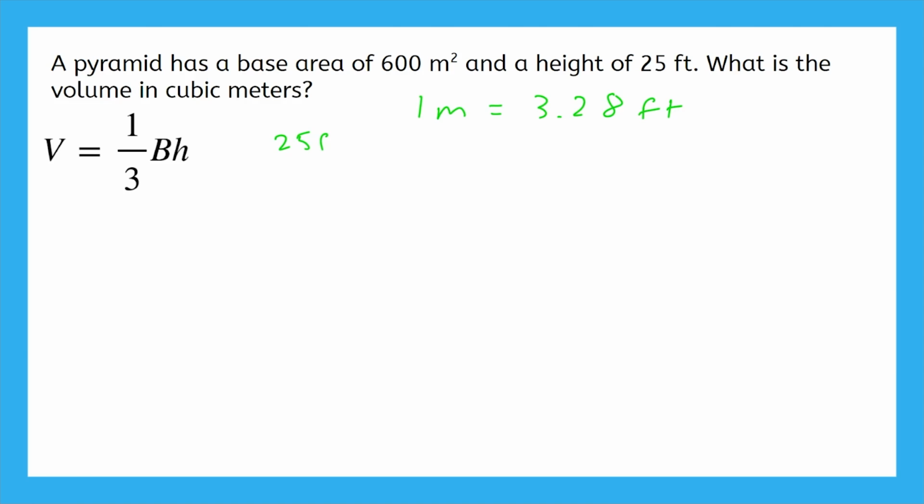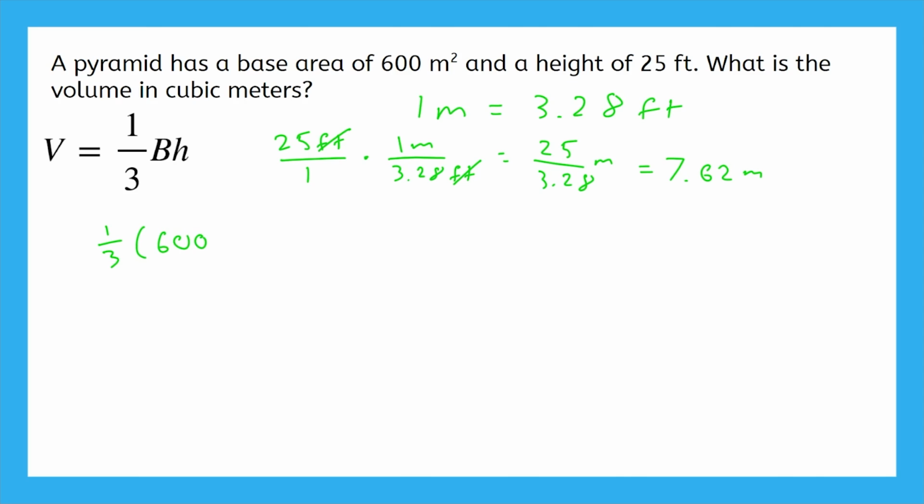So if we set up the original measurement, then use dimensional analysis with the conversion rate, we get 25 meters divided by 3.28, which is 7.62 meters. Now that we've converted our height into a compatible unit, we can finish our calculations. 1/3 times 600 times 7.62 is 1,524. And if we check our units, meters squared times meters gives us meters cubed for our answer. So the volume would be 1,524 cubic meters.